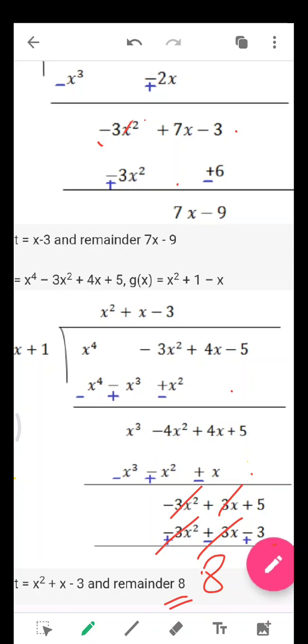Got it, everyone? So this is the way we must divide. This is a very important concept. It was important in 9th and it is important in 10th also.